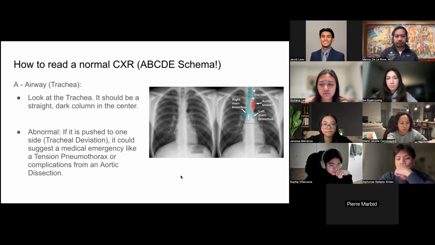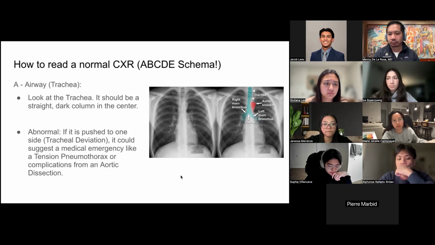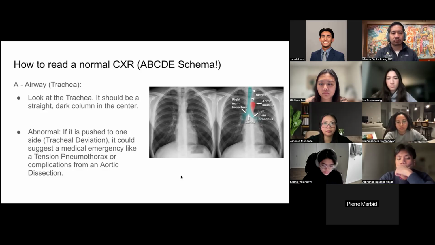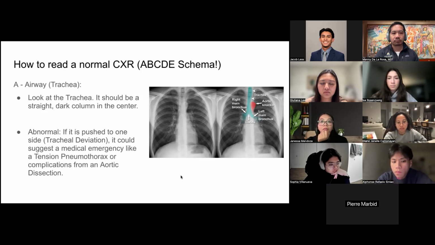It should be a dark column in the center, and the abnormality you're looking for is if it's pushed to one side or the other. That's called tracheal deviation, and it could suggest a medical emergency like a tension pneumothorax, which we'll get into with more detail, or complications maybe from an aortic dissection as you look lower down the tracheal area, close to that red area called the aortic knuckle. So we'll retouch on these terms as we go through the cases, but when you're looking at A, you're looking at where the airway is.